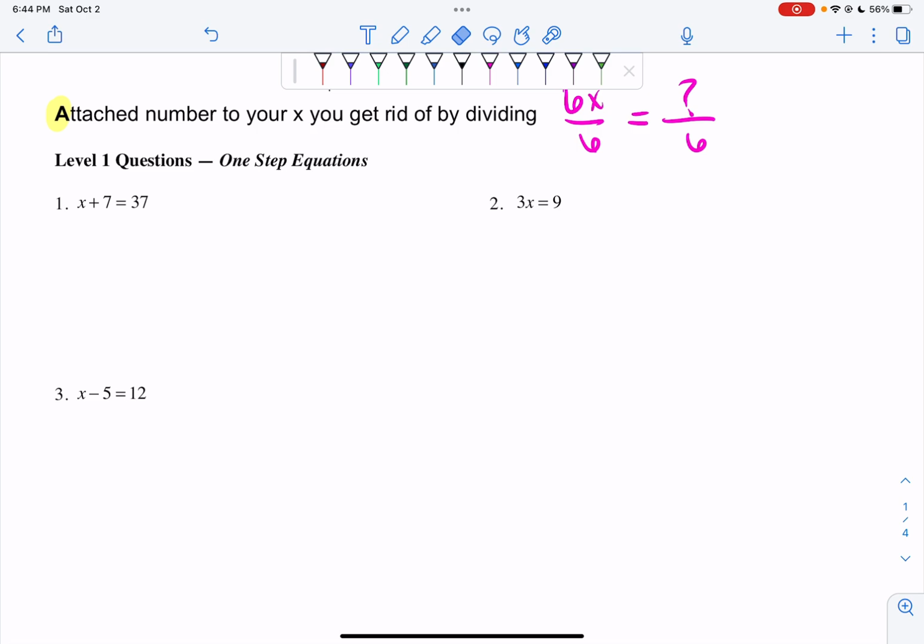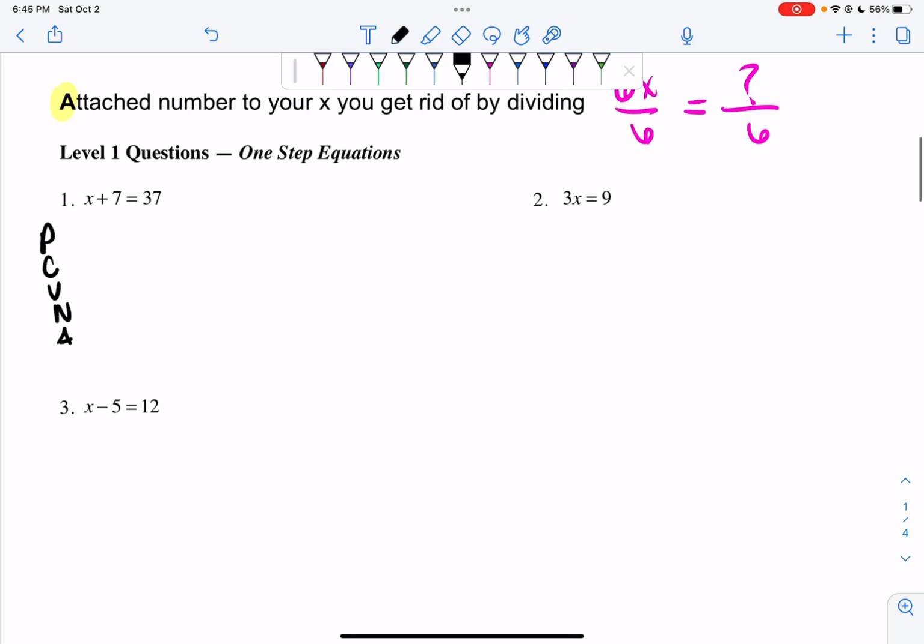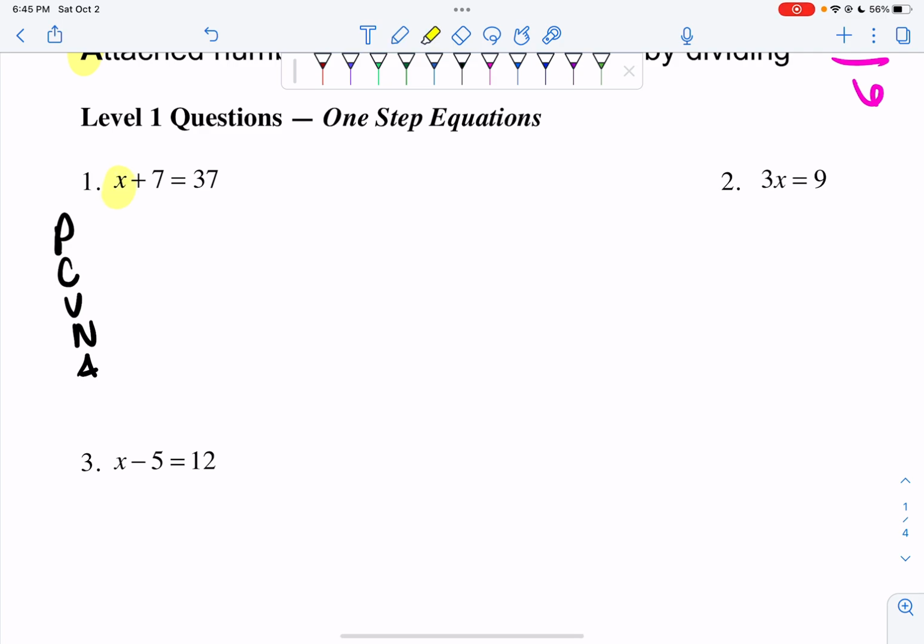So level 1 questions, your one-step equations. The first thing we're going to do is write our PCVNA technique. And what I'm going to do is highlight my x to basically say, don't touch your x. I have to ask myself if I have parentheses. I do not. C stands for combine like terms. I can't combine x and 7. Nothing to combine with my 37.